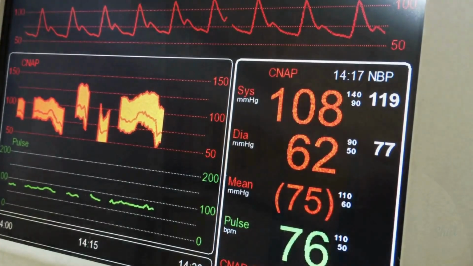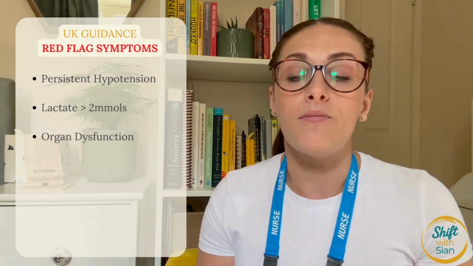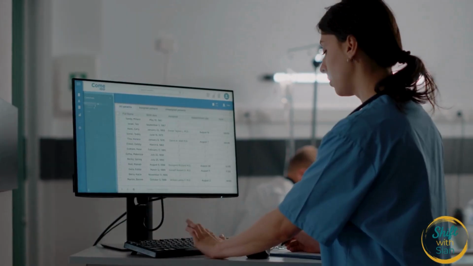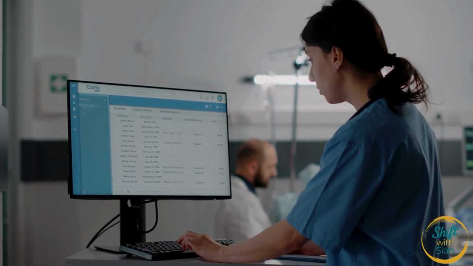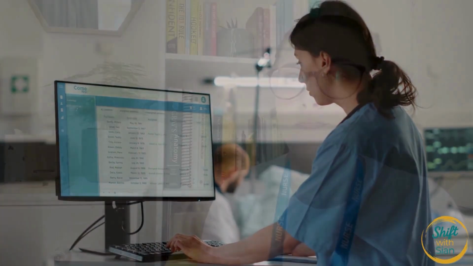It's also important to highlight the UK guidance for red flag symptoms of sepsis include persistent hypotension, low blood pressure, a lactate of more than 2 millimoles shown on a blood gas result, and organ dysfunction. Compare a patient's baseline vital observations to now. So use your NEWS2 chart, or if it's in a digital form, as subtle changes can indicate early sepsis.